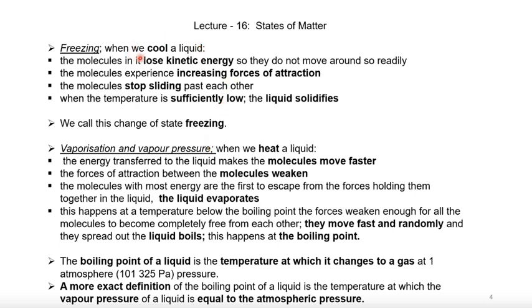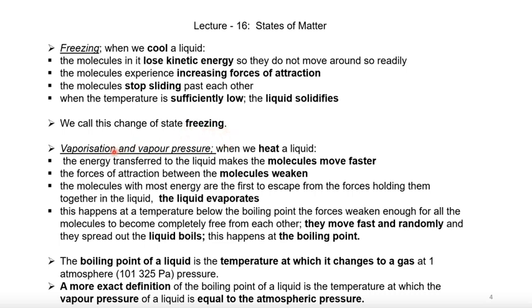When we freeze a liquid, what happens? That means when we cool a liquid, the molecules lose their kinetic energy and the force of attraction increases, and then they stop sliding over each other. At a sufficiently low temperature, the liquid solidifies. We call this state the freezing state.